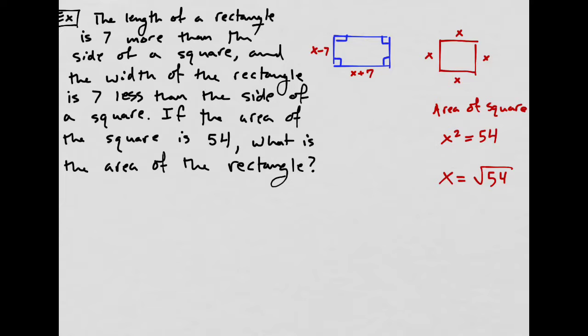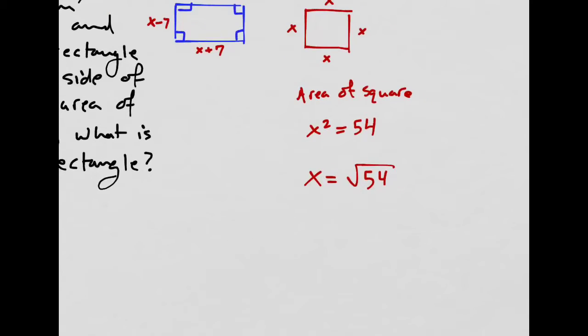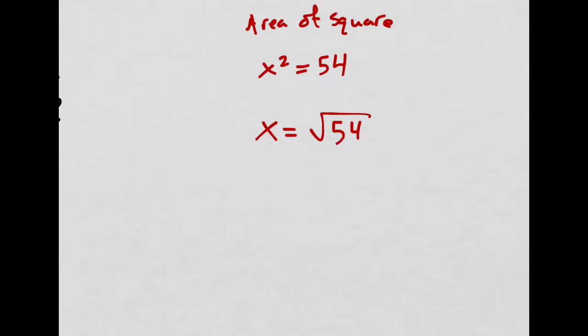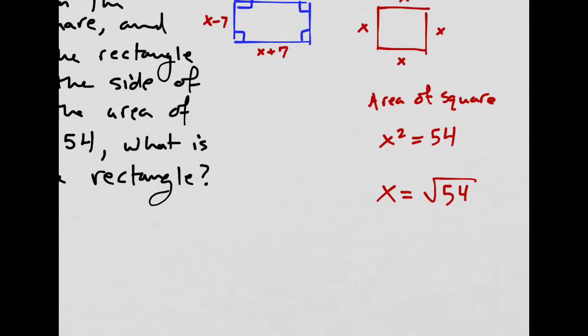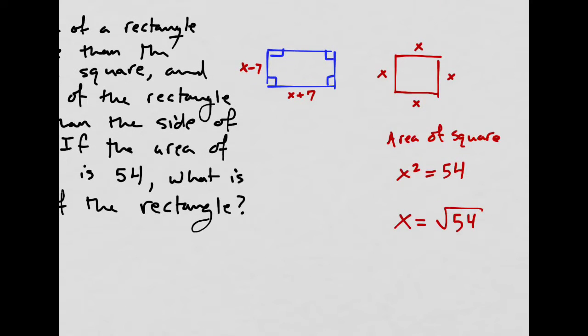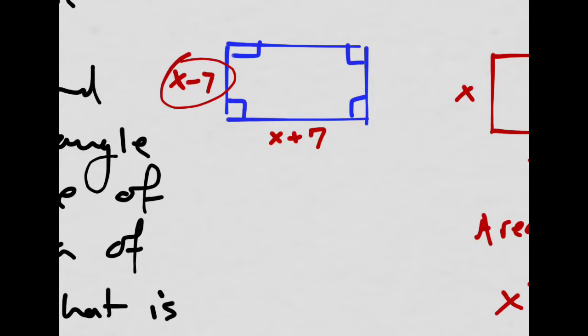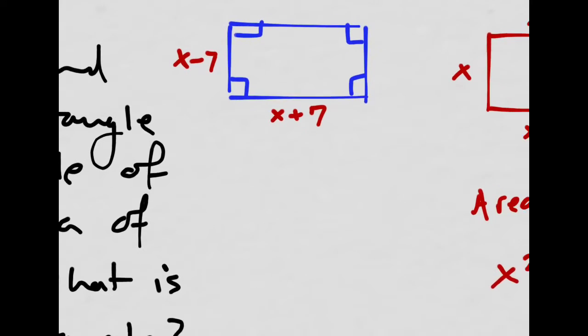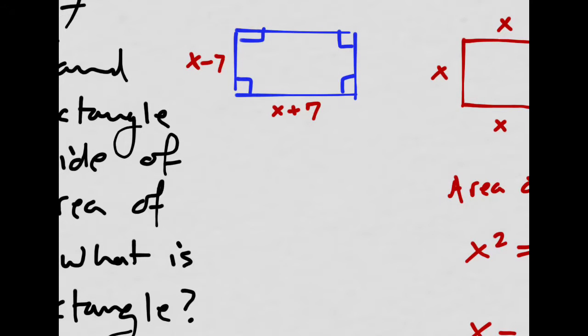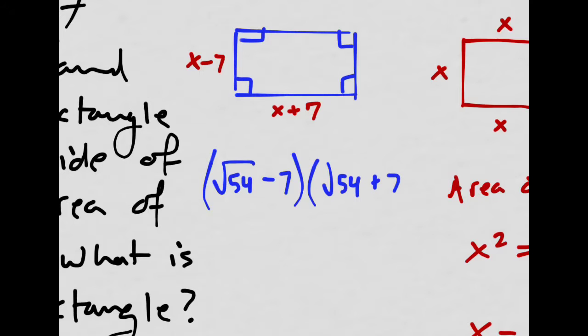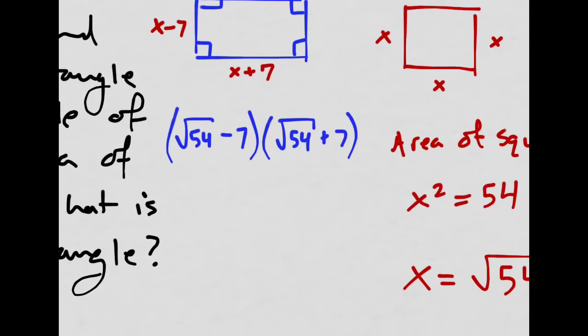I guess I could simplify. What is the area of the rectangle? Actually, I'll simplify it at the very end. The area for the rectangle is just the width times the length. So what I'm going to have is, well, I'll plug in the square root of 54. Square root of 54 minus 7, whatever that is, times the square root of 54 plus 7, whatever that is. And I'll just FOIL.